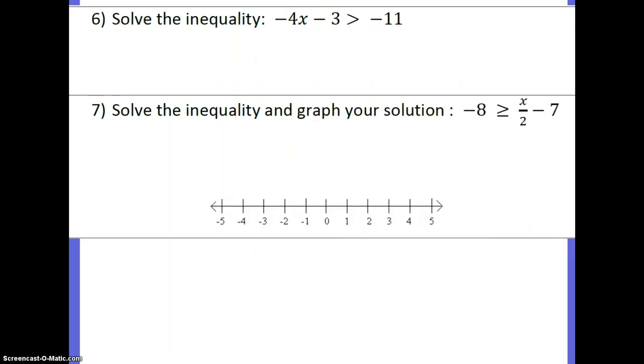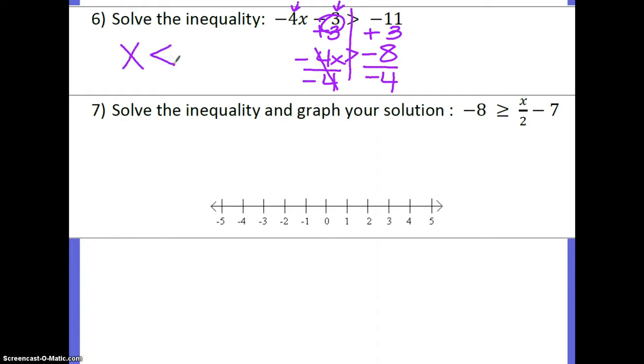And the last couple on here, we've got a two-step, meaning we just need to get rid of two numbers here. So to get rid of the minus 3, I add 3. Negative 4x. Negative 11 plus 3 is negative 8. Divide by negative 4 on both sides. Notice we're dividing by a negative, so that should make you think, oh, I need to change that sign. So I flip it around. Negative 8 divided by negative 4 is 2.